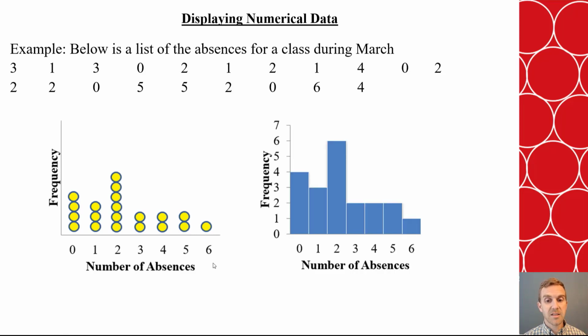Or we could have created a histogram, which again, is showing the same data, just using bars to help represent each of those different numerical categories. And we can see what the data does as we look at it from 0 to 6. You can see it kind of slowly gets less and less.